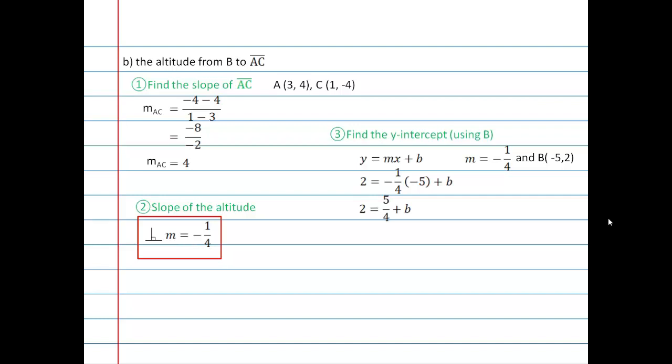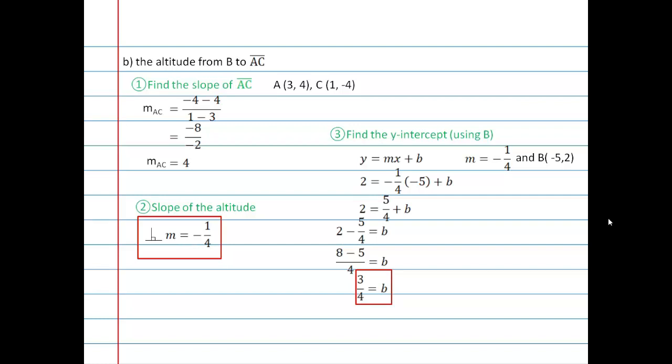I need to move it to the other side to isolate b. So I'm going to subtract my fraction. So I have 2 minus 5/4, and that's equal to b. Now for me to subtract fractions, I'll need a common denominator, right? So I'm going to make my common denominator 4, which means now that's going to become 8/4 minus 5/4. So that's my common denominator. And 8 minus 5, that's going to give me 3/4. That's my value of b.